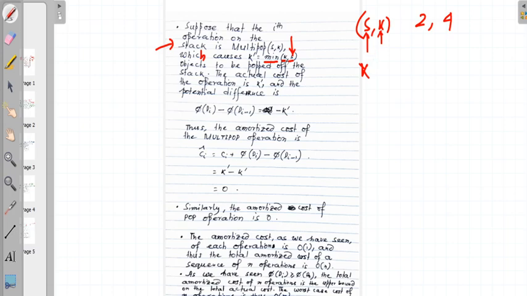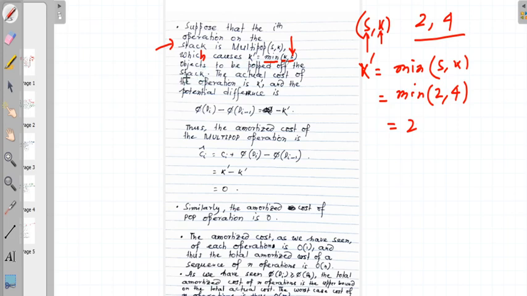So k prime will be equal to the minimum of s comma k. In our example, the minimum of 2 comma 4 will be 2, right? Which causes these k prime number of objects to be popped off the stack whenever I am calling the multipop operation. So the actual cost of the operation is definitely k prime, as k prime number of elements are being popped off. And the potential difference will be what?